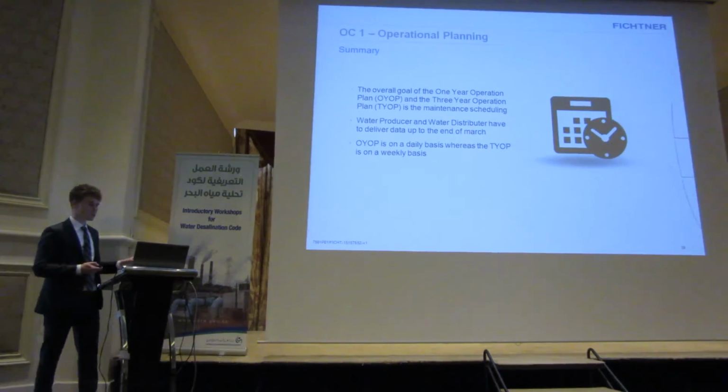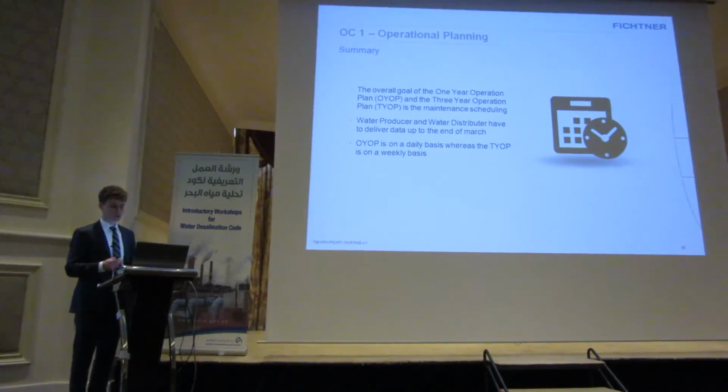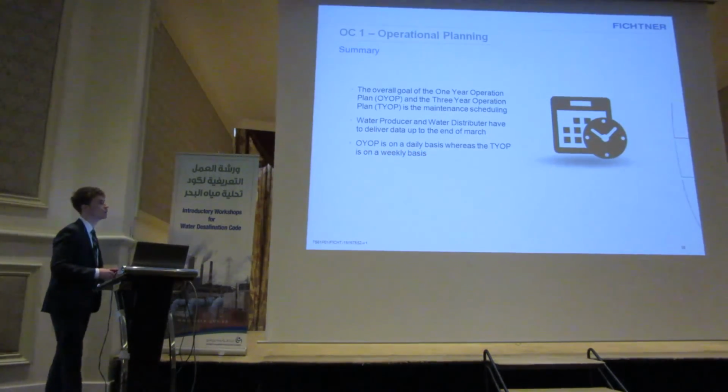So, to give a short summary of this chapter, there are 2 major plans, the 1-year operating plan and the 3-year operating plan, and both are to optimize maintenance scheduling of the water producers, the distributors, and also the transmission system. And very important for the producers and the distributors, they have to deliver data until end of March. The data for the 1-year operating plan is on a daily basis, whereas the data for the 3-year operating plan is on a weekly basis.